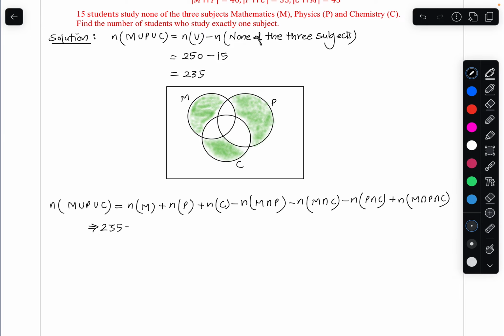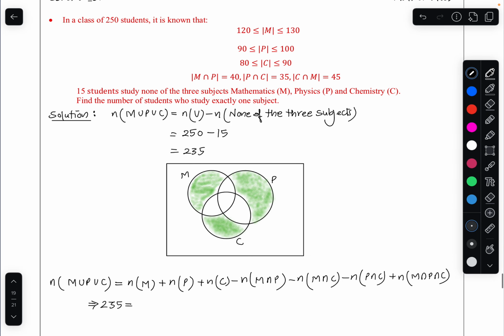And for the other quantities, we'll see what is given to us. The number of elements in M plus the number of elements in P plus the number of elements in C are not known yet. M intersection P, M intersection C, and P intersection C, these three are given. They are 40, 35, and 45. That would be 80 plus 40, 120. And then the intersection of the three, which is not known either. So this is what we have: the number of elements in M intersection P intersection C.